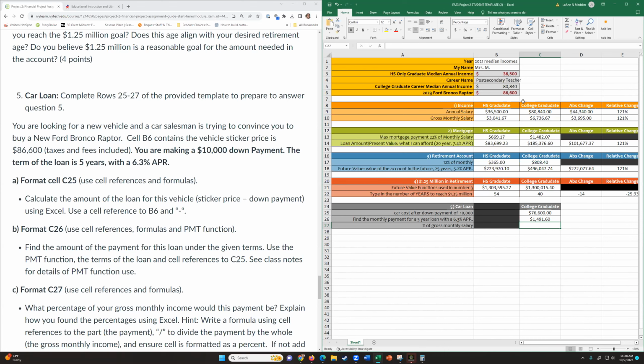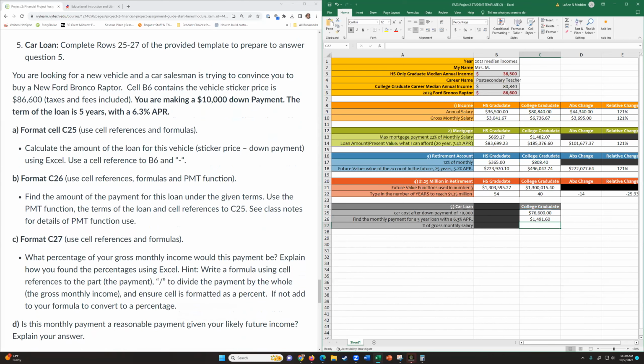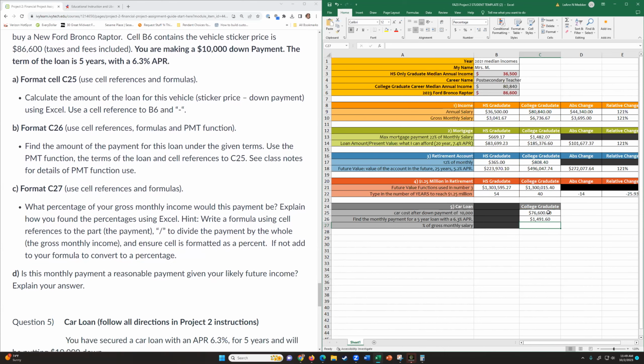But that's a 5-year loan to pay off $76,600 at a pretty high interest rate, honestly. So when we look at this, and this will be different for every single student, because your college graduate's salary is going to determine this last part. We're going to say, what is this percentage of our gross monthly salary? So this payment amount divided by the gross monthly salary for your specific job, which is the college graduate, tells you what percentage of it is.